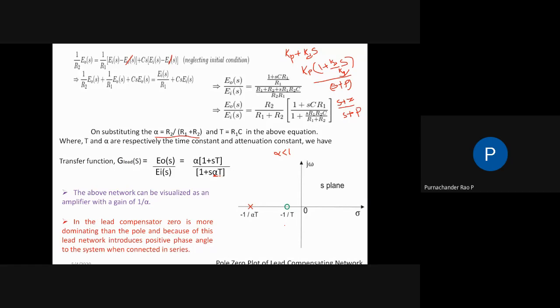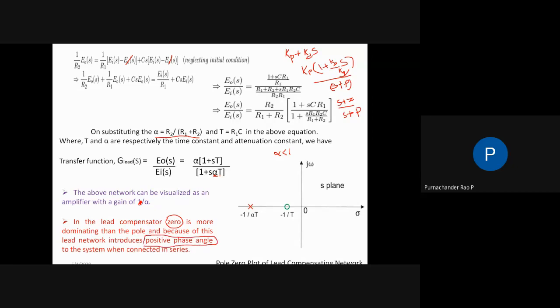The above network is visualized with a gain of alpha. K will be taken as 1 by alpha, so the lead compensator can be taken as having alpha gain. In the lead compensator, the 0 is more dominating than the pole, and because of this, the lead network introduces a positive phase angle to the system when it is connected in series.